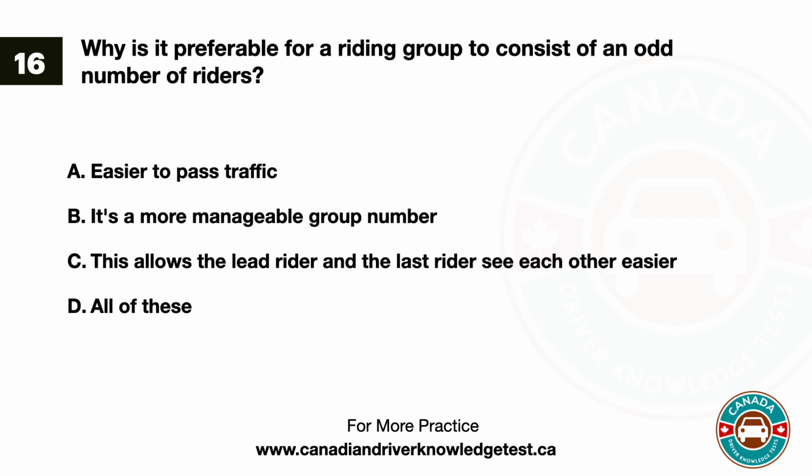Question 16. Why is it preferable for a riding group to consist of an odd number of riders? A. Easier to pass traffic. B. It's a more manageable group number. C. This allows the lead rider and the last rider to see each other easier. D. All of these. The answer is C. This allows the lead rider and the last rider to see each other easier.